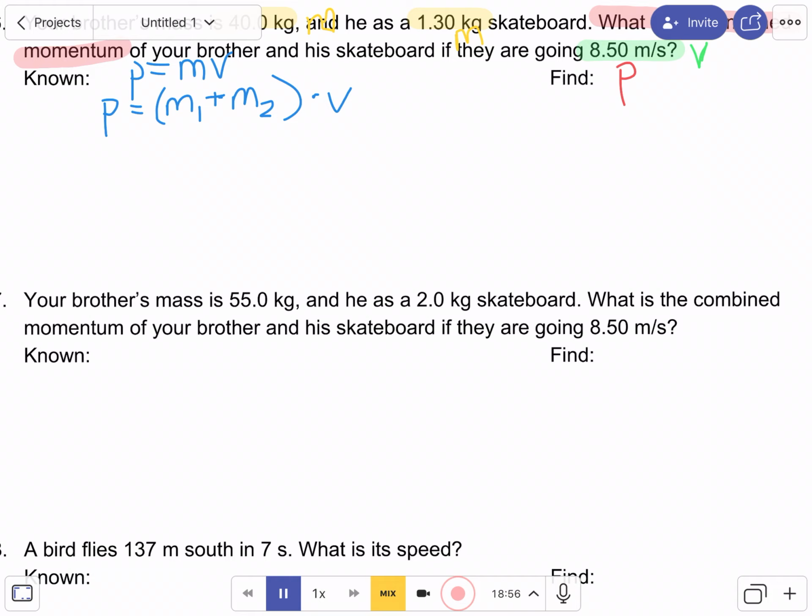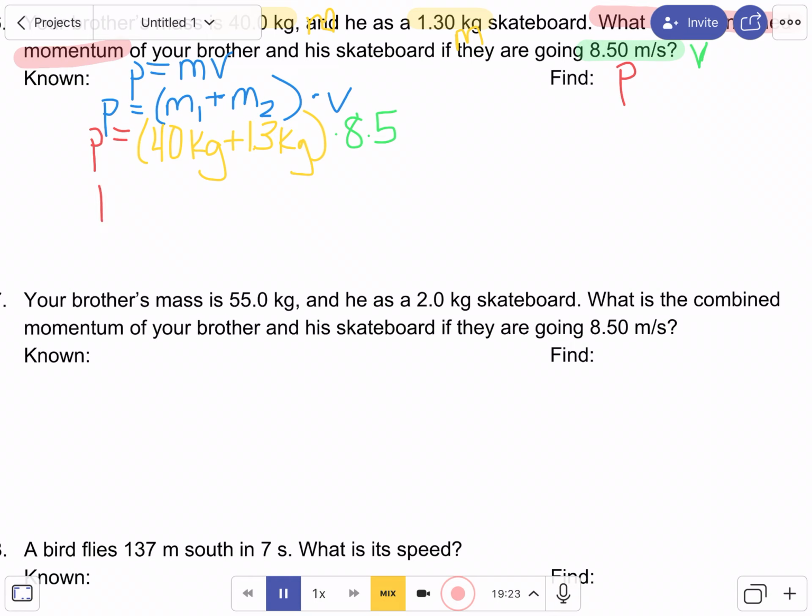Okay, so let's try and plug this in. We are going to color code again since there's so many numbers this time. So we get P equals 40 kilograms plus 1.3 kilograms times 8.5.